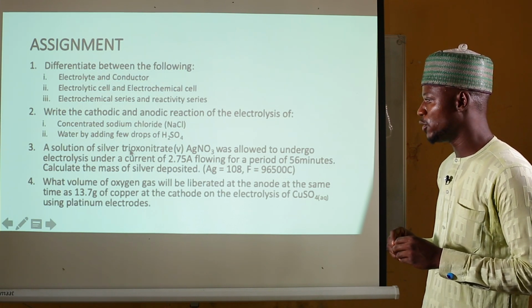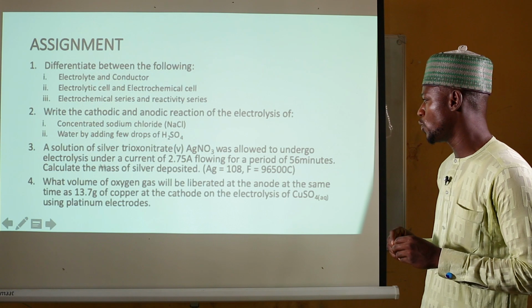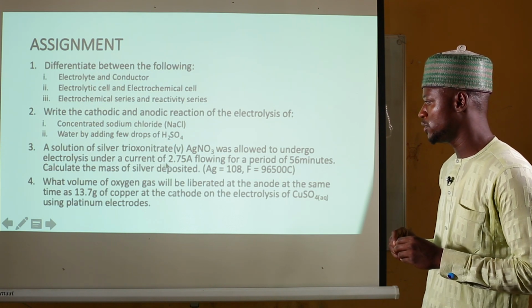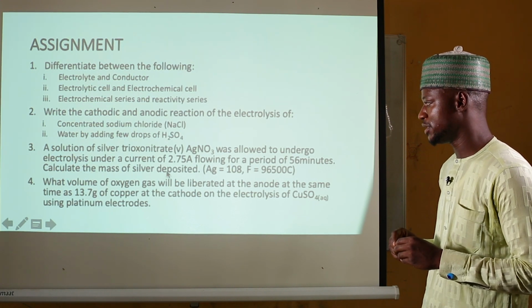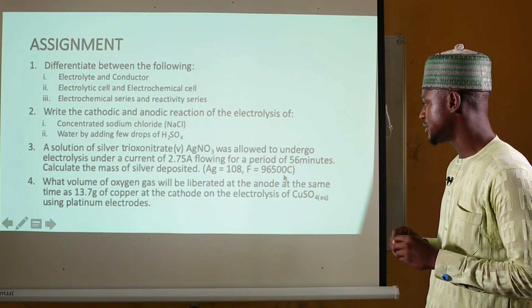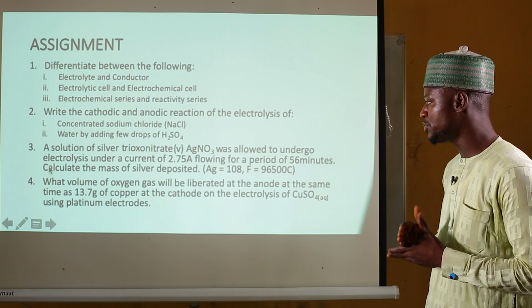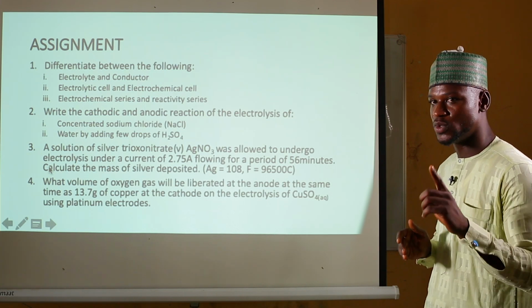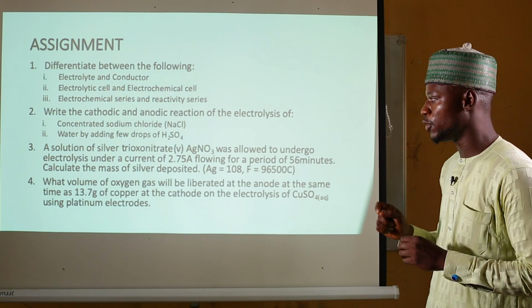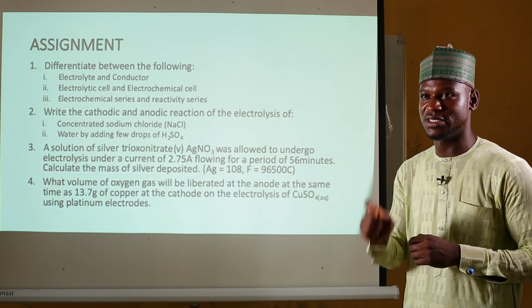A solution of silver trioxonitrate 5, AgNO3, was allowed to undergo electrolysis under a current of 2.75 amperes, flowing for a period of 56 minutes. Calculate the mass of silver deposited. 1 mole of silver is equal to 108 grams, and the Faraday constant is 96,500 coulombs. So you are given the current to be 2.75 amperes. You are given the time to be 56 minutes, which you are supposed to convert into seconds. And also you are expected to find the mass. So I want to give you a hint. You are expected to use the first law of electrolysis for this calculation.